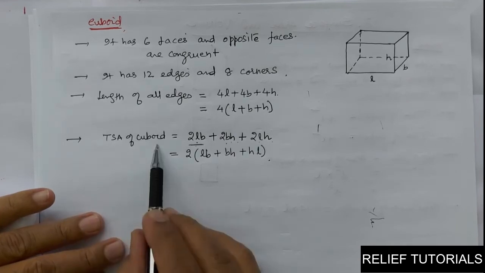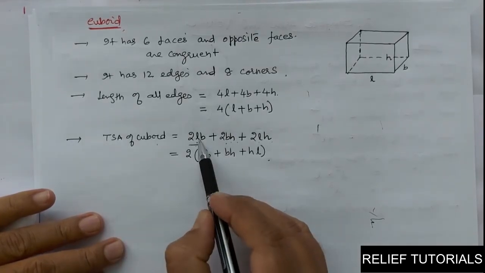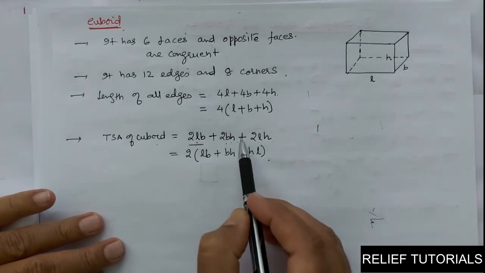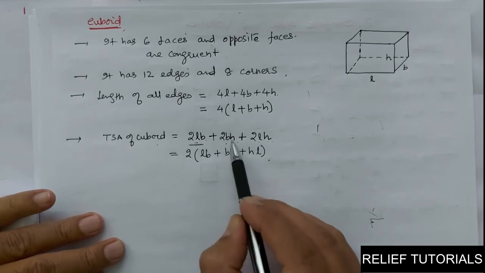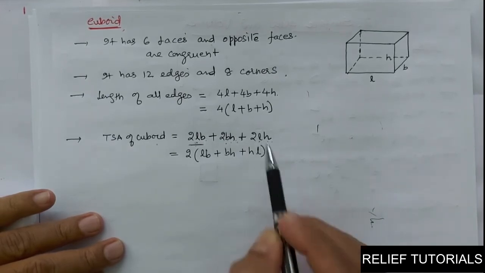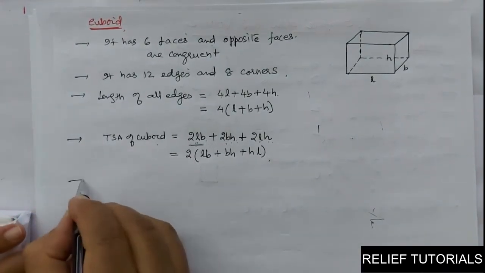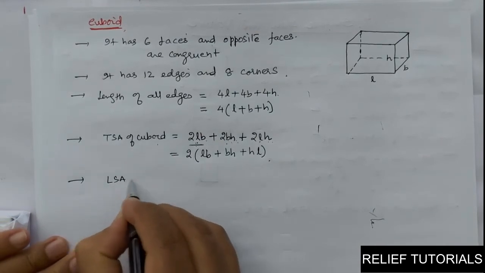So total surface area of a cuboid means area of all 6 faces. Area of 2 faces length into breadth, remaining 2 faces breadth into height, remaining 2 faces length into height. LB, BH, HL. Clear? This is the total surface area. Now we have to talk about lateral surface area of a cuboid.